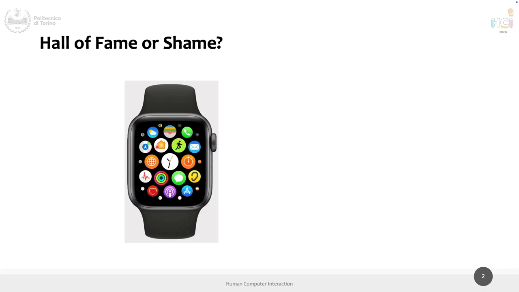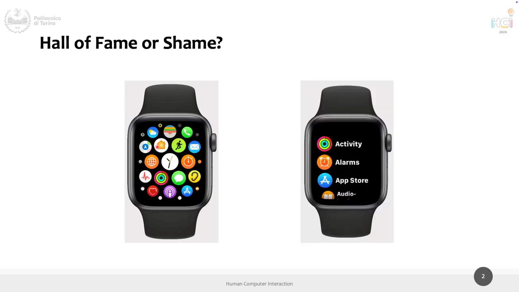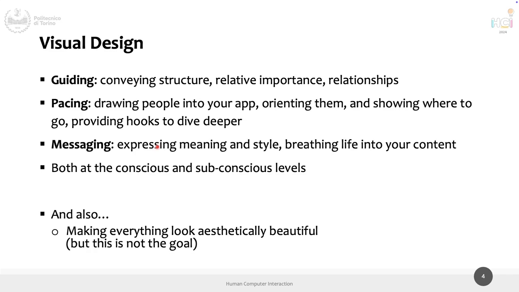So this is guiding. You are giving relative importance and relationships to the icons. Which is the order here? If you just look at it, do you know the order of these icons? Alphabetical. And is it written that it is alphabetical? No. Why do you know that it is alphabetical? Because you know the alphabet. So it's knowledge that you have that allows you to understand the structure of something, even if it's not written. This is ordered alphabetically. This is about guiding, so conveying structure, relative importance, relationships.